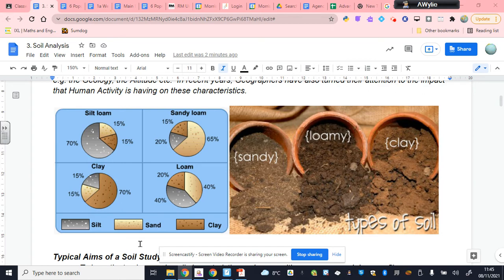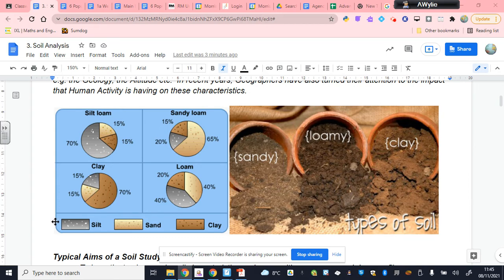So the first level you can think about soil is the relative content of the three key things that make up a soil. And that is the silt content, the sand content, and the clay content. And the different types of soil are classified based on how much of each of these you find. So for example, a soil called a loam soil would have 40% sand, 40% silt, and 20% clay.